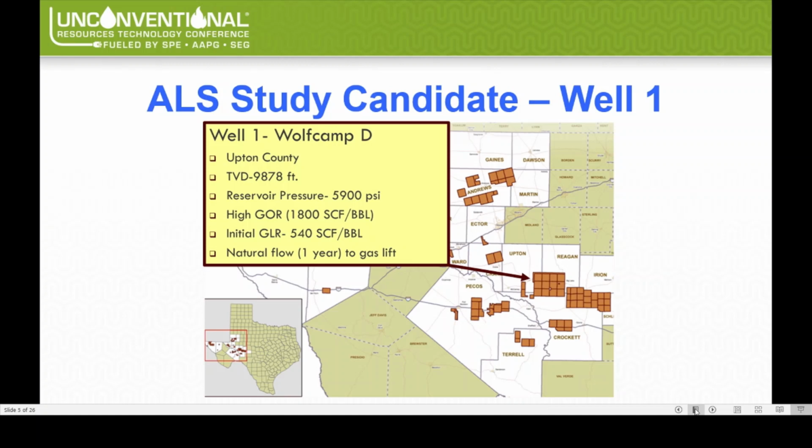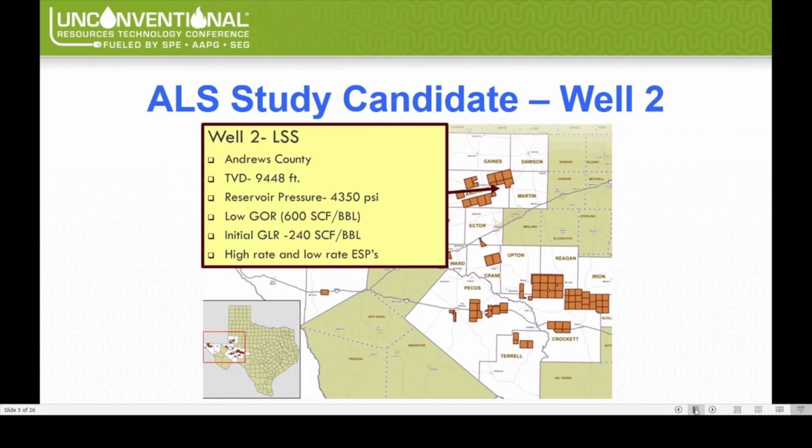Here's well 1, located on University Lands. This is located in an area called Area 4, if you remember from my previous YouTube video on underperforming wells for University Lands. Located in Upton County, the reservoir pressure is around 5,900 psi, considered a high GOR and pretty high GLR well, and it was natural flow for at least a year before it was converted to gas lift.